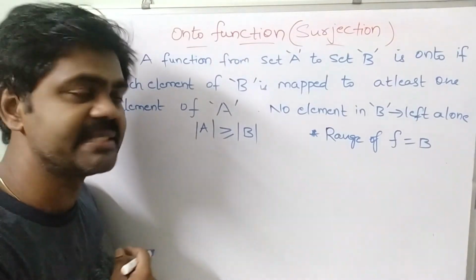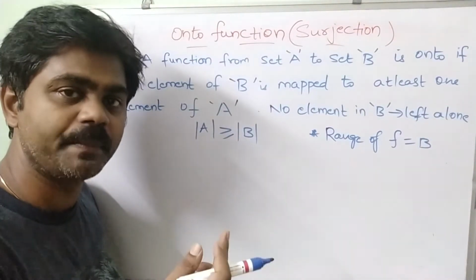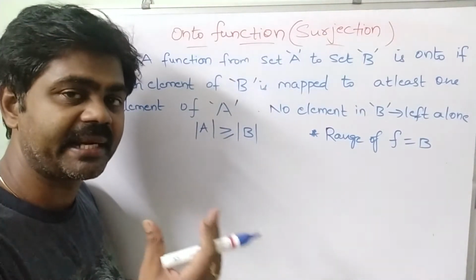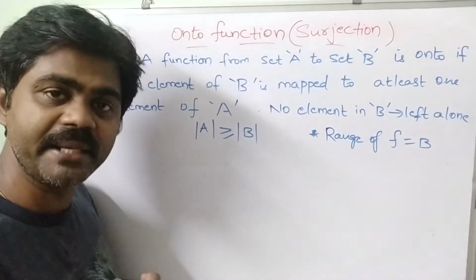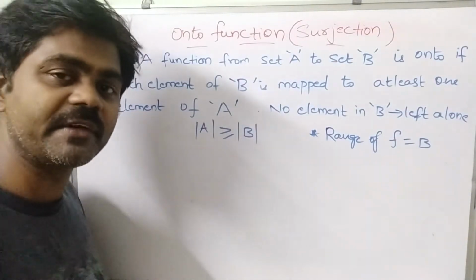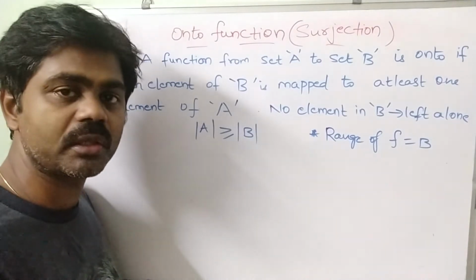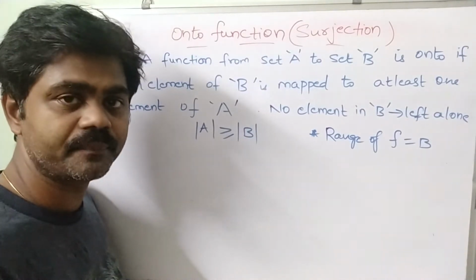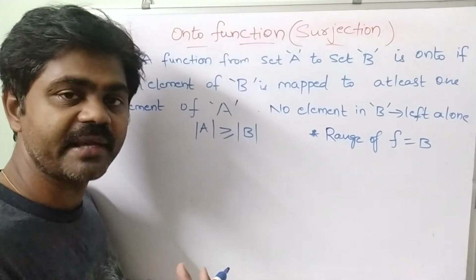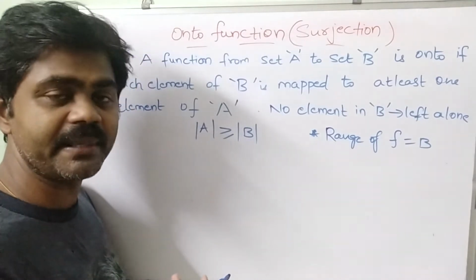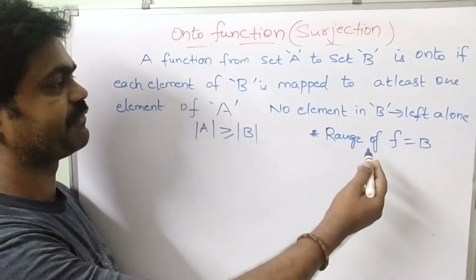Okay, so that is what range is. If we say A tends to B, we know that the range is the number of elements present in B. So what is range? The number of elements present in B. If B contains 4 elements, then the range is 4. If we say A tends to B, A is domain and B is codomain. So range of f equals B.